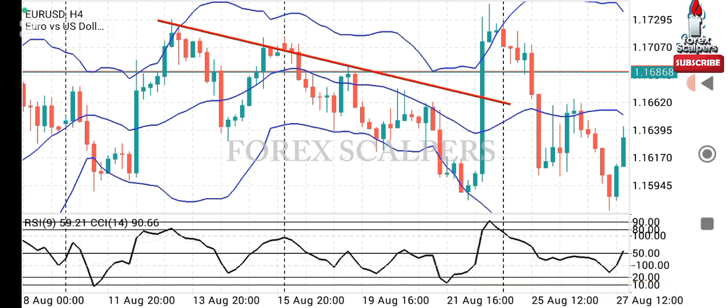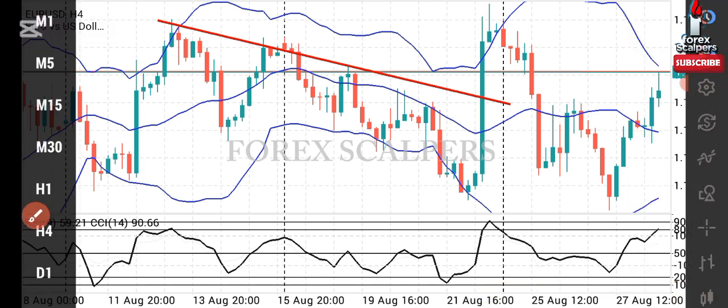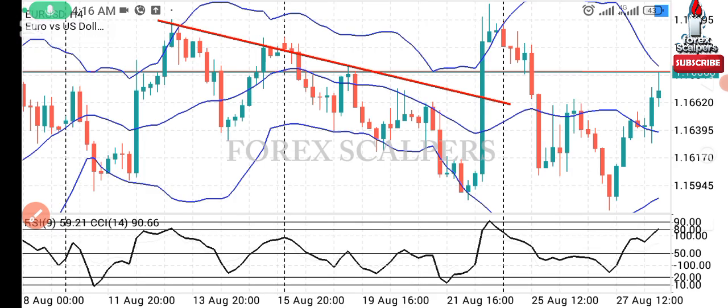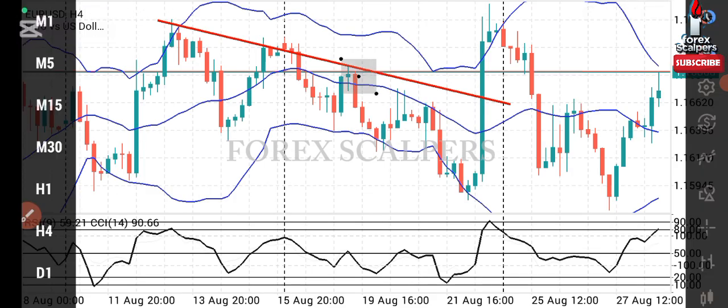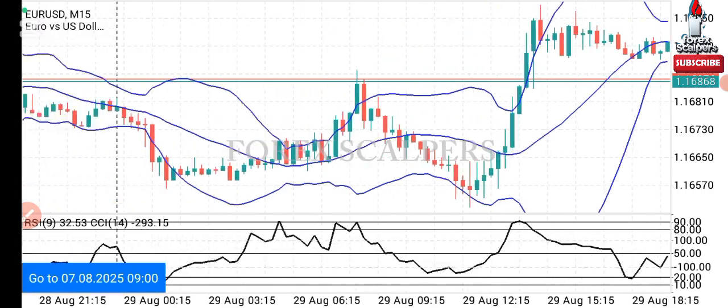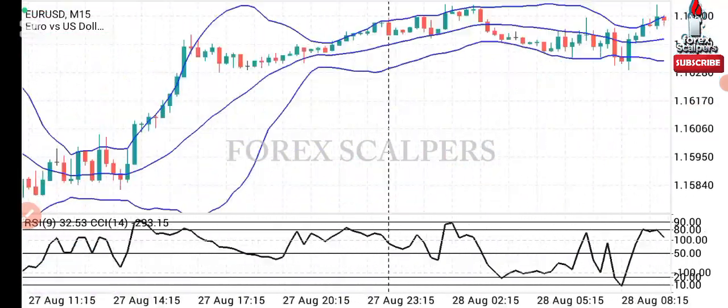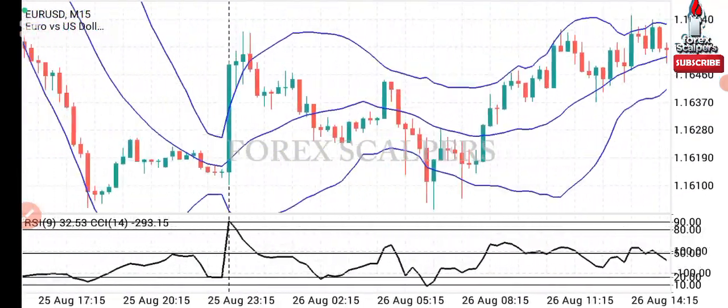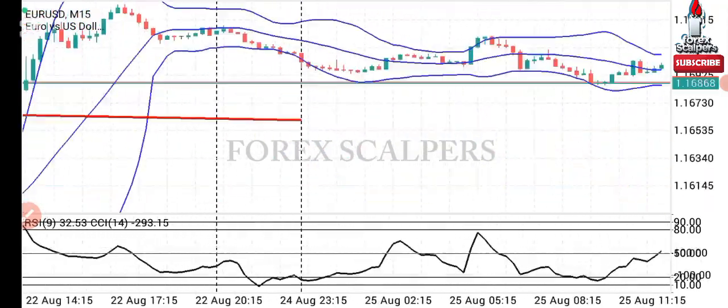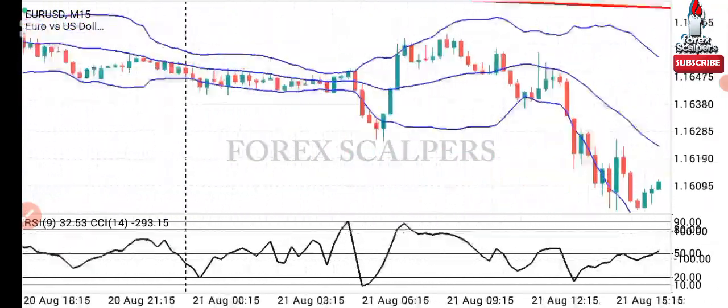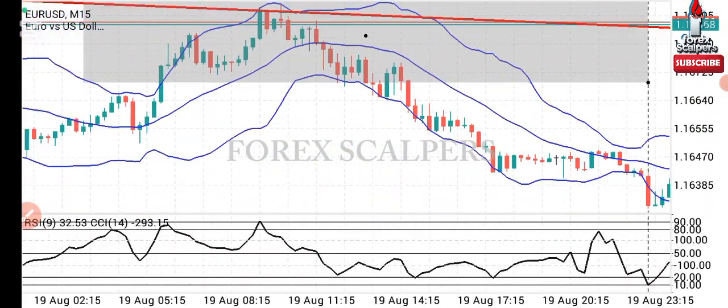So we will now look at how we can make this entry on point C using the Bollinger Band. So let's go to our 15-minute time frame and see exactly what happened in that shaded portion where I just marked, beautifully well.